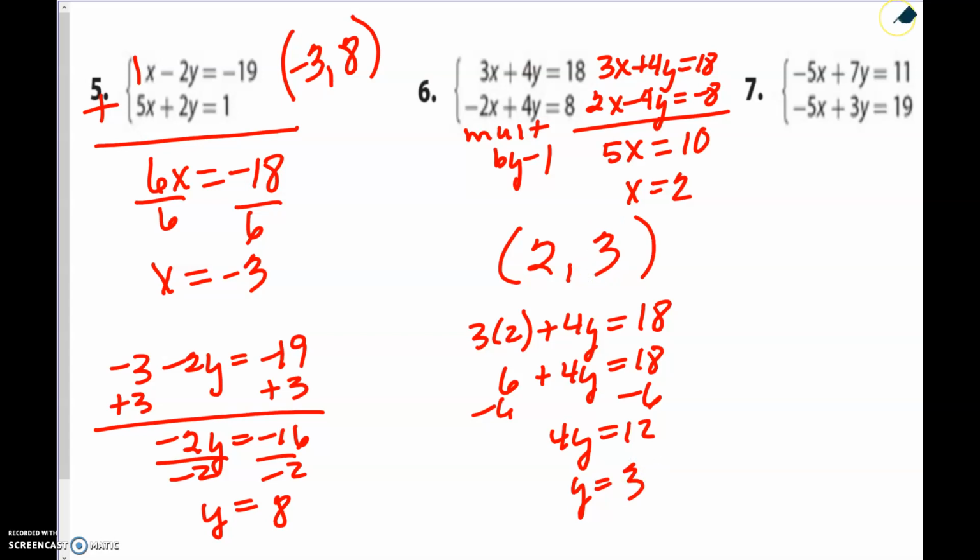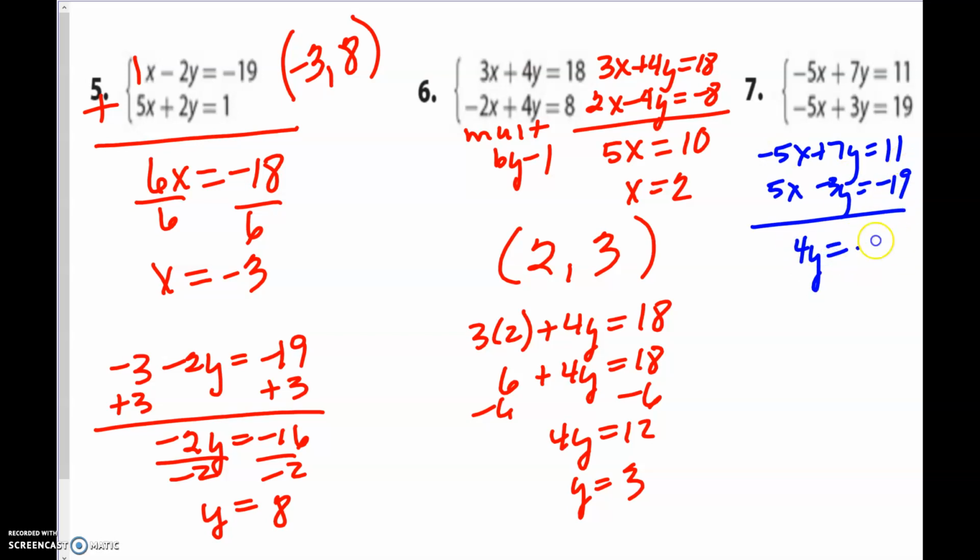All right, number 7. Looks like I'm going to have to do the same thing and change one of them. So I'm going to leave the top one exactly the same, and I am going to take the bottom one and multiply it by a negative, so all of my signs change. The point of me doing that is because now my x's are going to cancel out. And 7y minus 3y is 4y, and -19 plus 11 is -8. And when I divide both sides by 4, I get y to be -2.